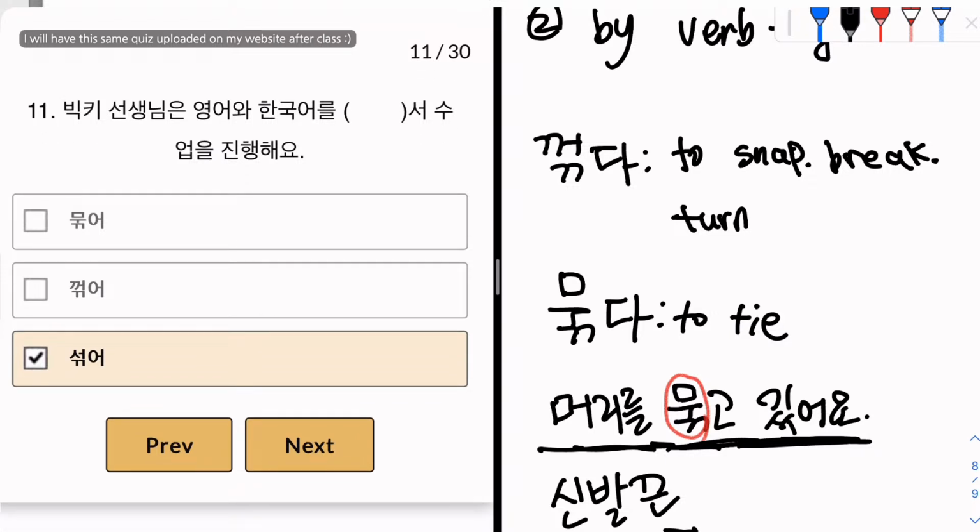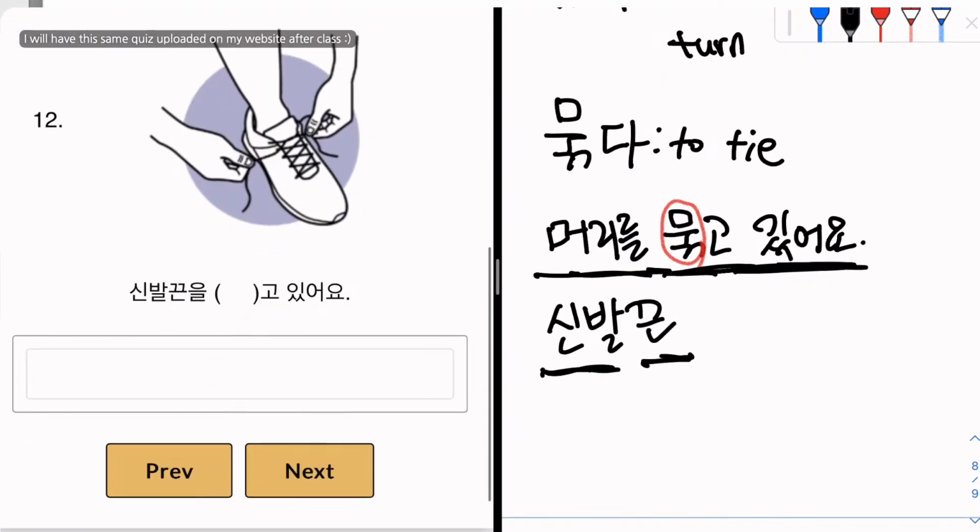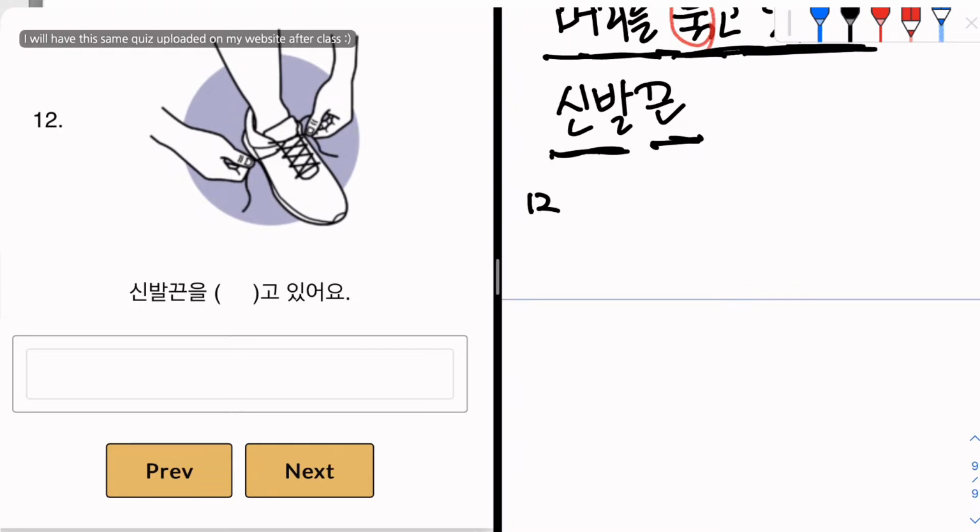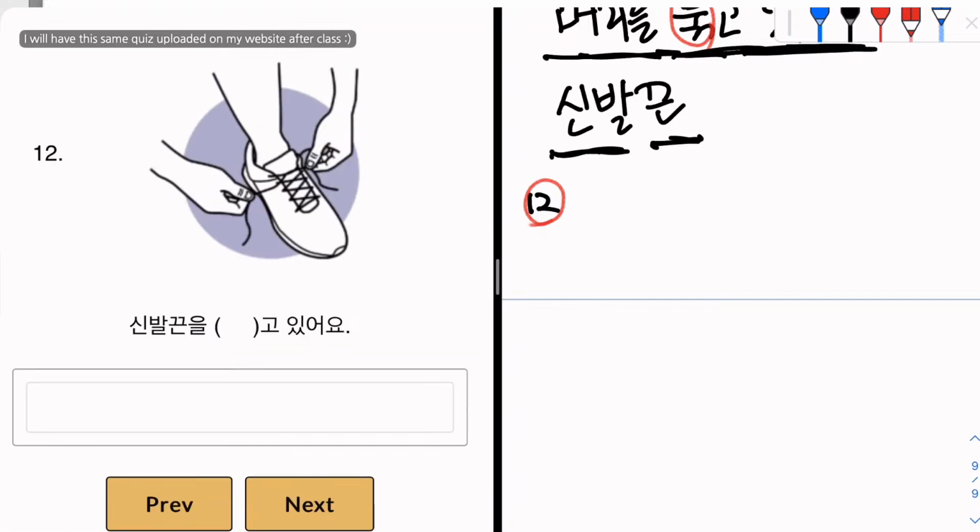비키 선생님은 영어와 한국어를 섞어서 수업을 진행해요. 그 다음에, okay, so here, 12. I'm pretty sure you guys can easily find the answer for this one, for the blank. This dude is tying his shoelaces. So we just learned what verb can be used for tie. 신발끈을 그렇죠. 묶고 있어요. 고 있어요 is the present progressive, right? So that person is tying shoelaces. 묶고 있어요.